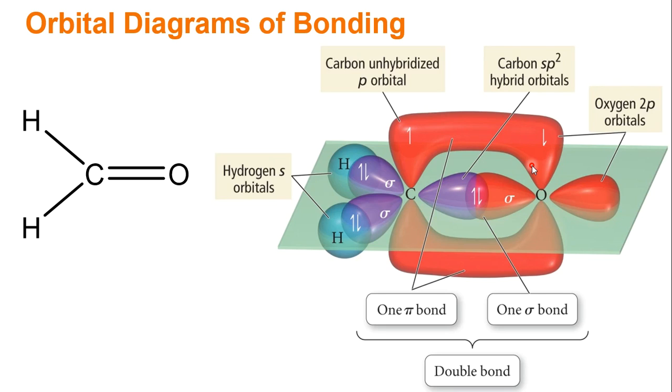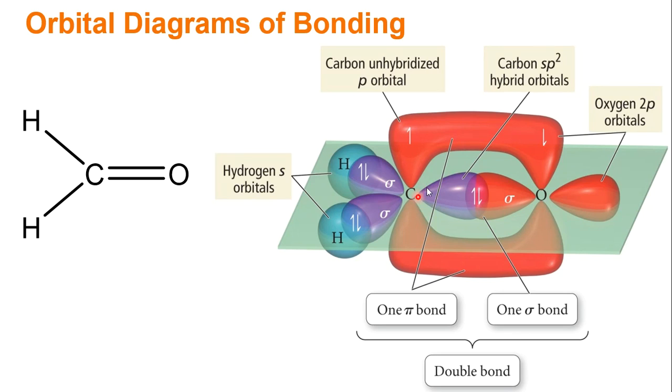Remember when I told you guys about sp2 hybridization? Remember, sp2 hybridization is trigonal planar. And then I said the unhybridized p orbital is perpendicular to that. Well, here's where that comes back and becomes important.